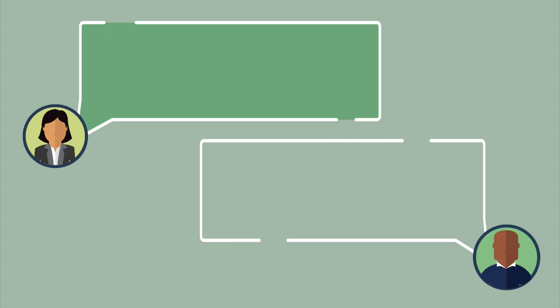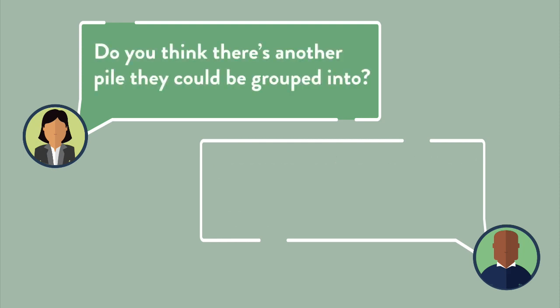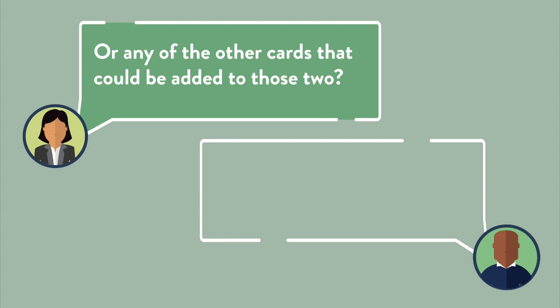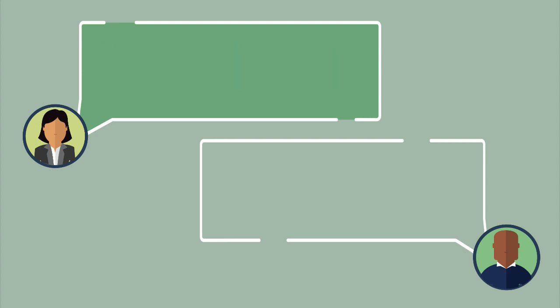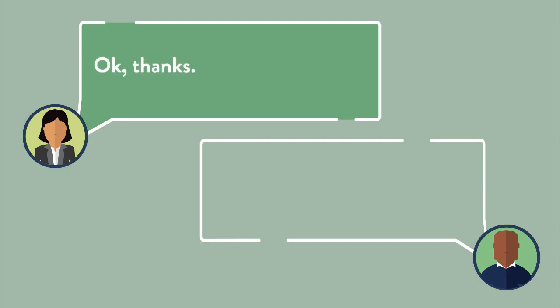Yeah, those are the patient billing and insurance coverage cards. Do you think there's another pile they could be grouped into, or any of the other cards that can be added to those two? I don't know. I feel pretty strongly that these two would always belong together in their own group. Okay, thanks. This strong opinion is interesting, but it might be unique to this participant. Take note and move on.